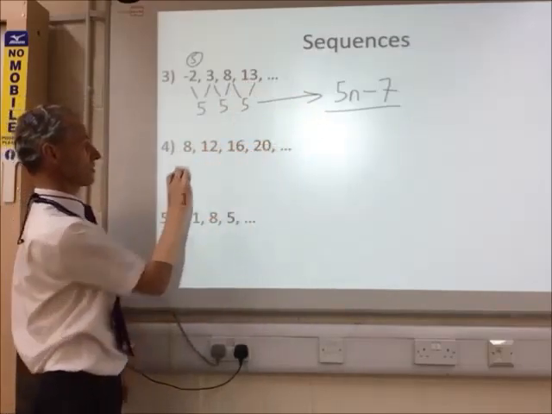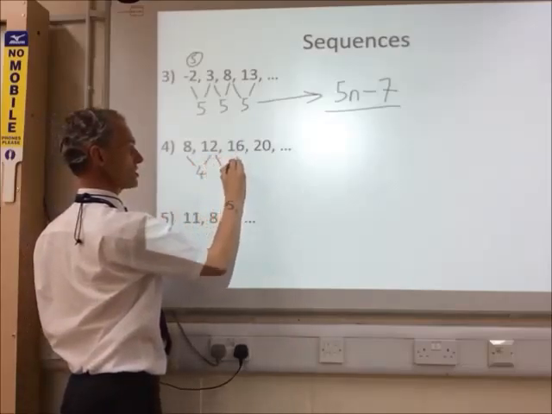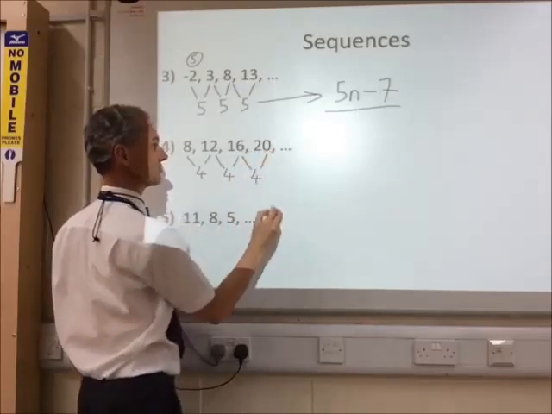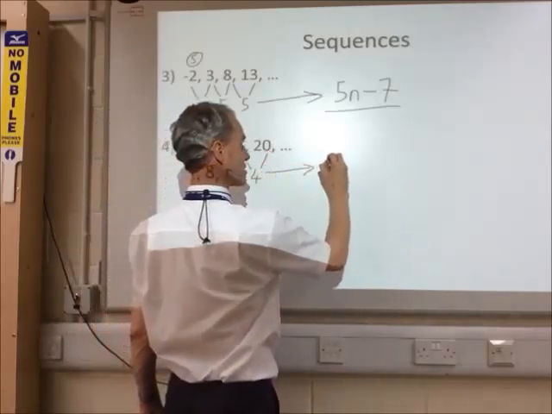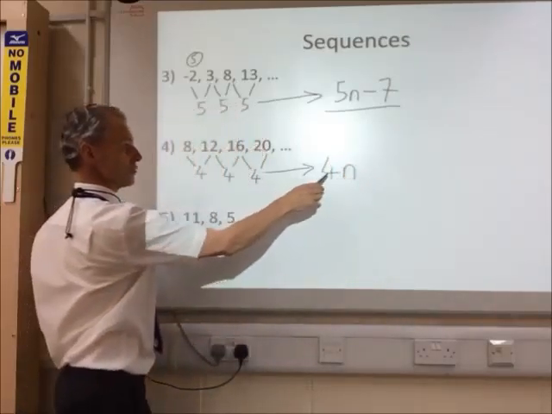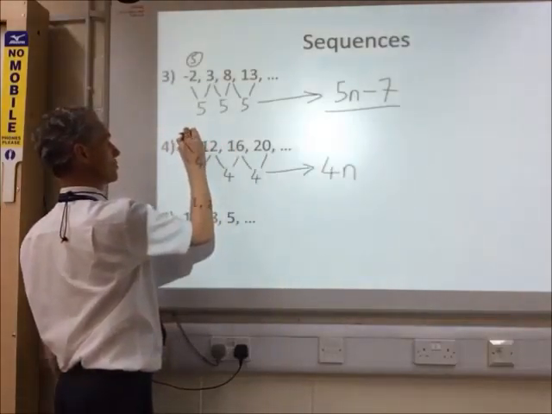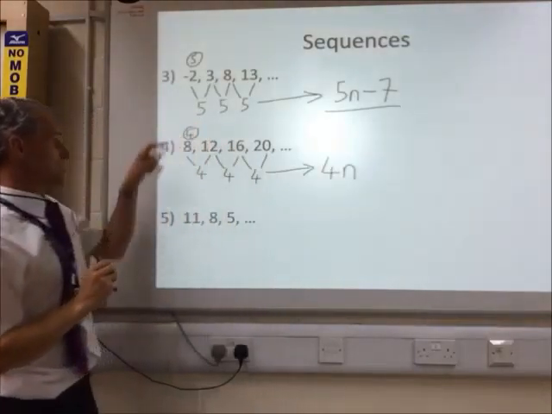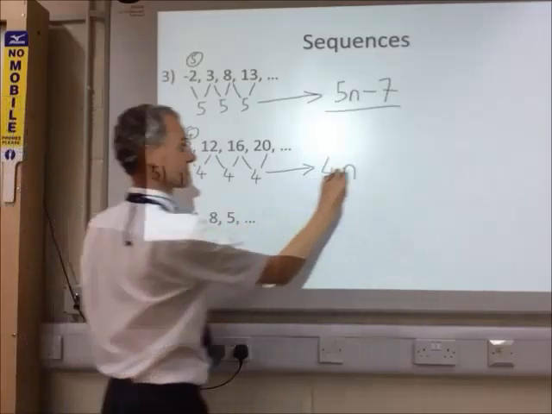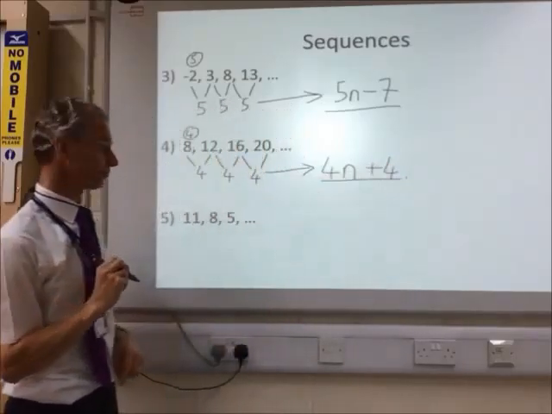Okay, same on the next one. 8 to 12 is a difference of 4. 12 to 16, difference of 4. 16 to 20, a difference of 4. So straight away I can say, right, the first bit of my answer is going to be 4n. If that was right, then my first term here would be 4 times 1, which is 4. But instead of 4, it's actually 8, so I need to adjust it from 4 to 8. I need to add on another 4. And there's my nth term.